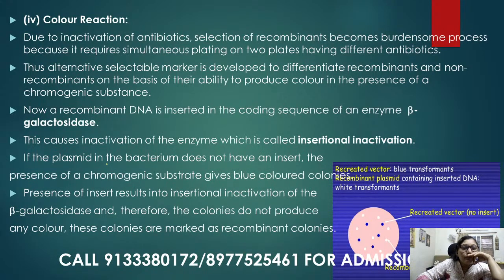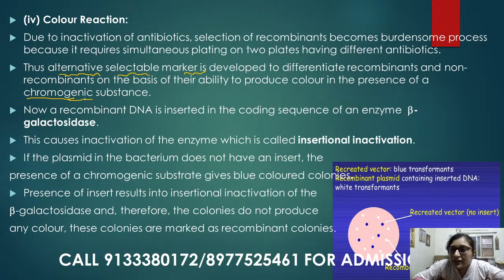Now one more color reaction gene is also introduced in the cloning vector. Alternative selectable markers are developed to differentiate recombinants and non-recombinants on the basis of the ability to produce color in the presence of chromogenic substances. Chromogenic means related to colored substances. So for example, if your desirable gene was for the color of eye, brown color eye.